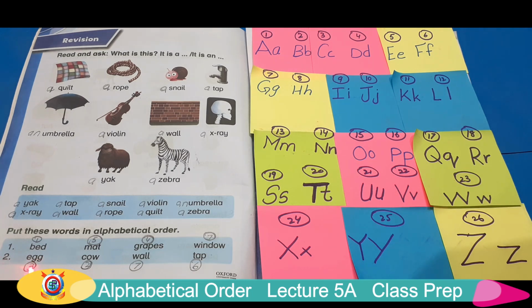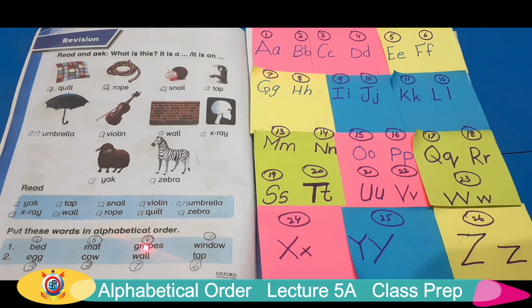After E, what comes? F. Can you show me where is F? No, there is no F. Then after F comes G. Can you show me where is G? Yes, here is G. Grapes. Very good. We give this word the number 4. Because the first one is bed, second one is cow, third is egg, and the fourth one is grapes. So grapes is on the 4th number.